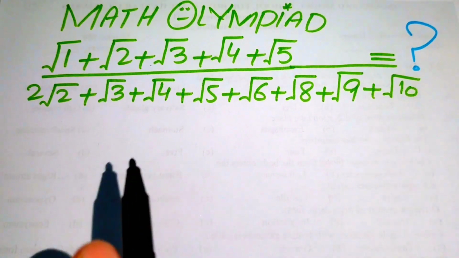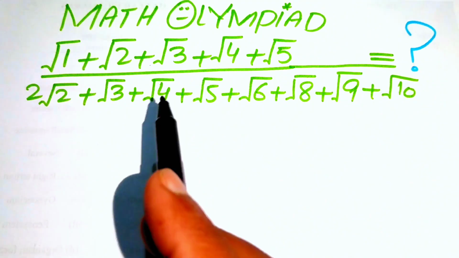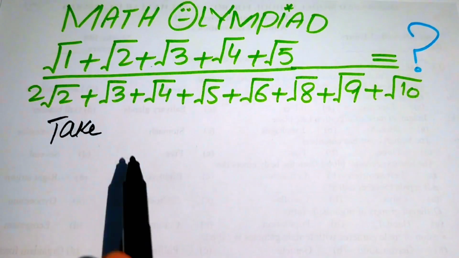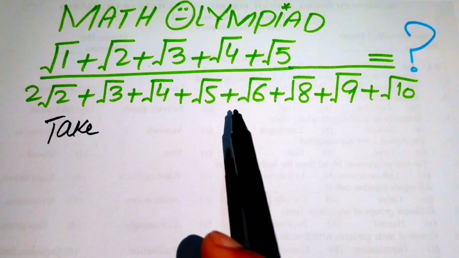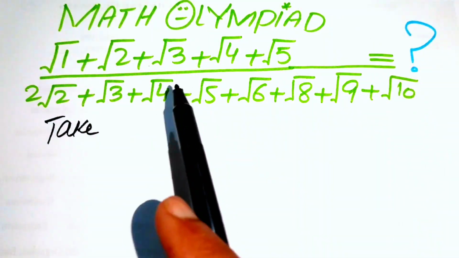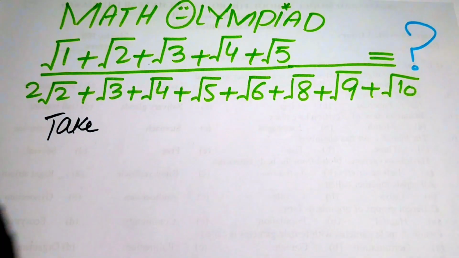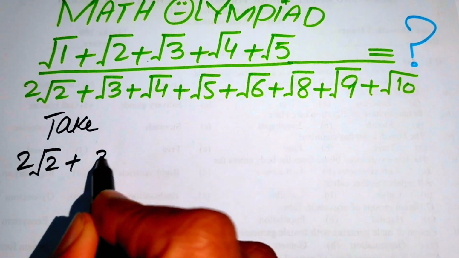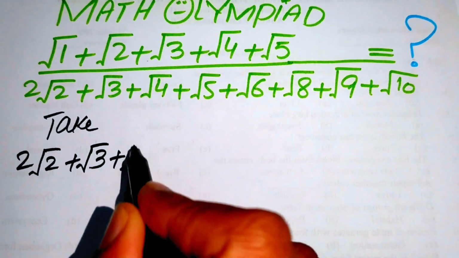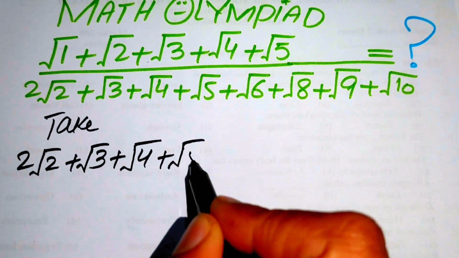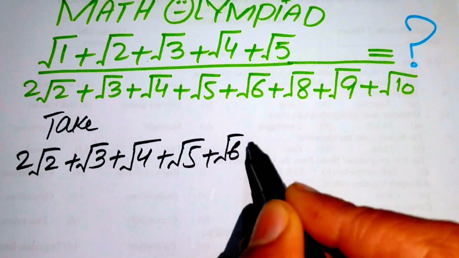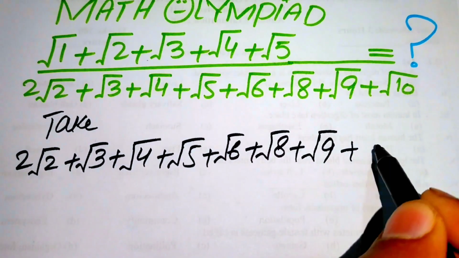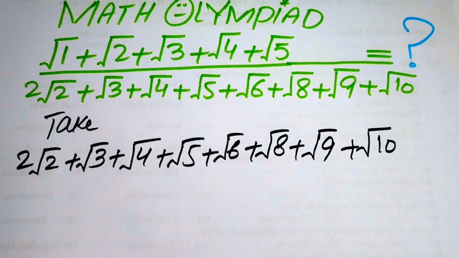First we focus on the denominator of this expression. We first simplify its denominator, and after that we put the value of this denominator in this equation and we get our final answer. So first we take its denominator as 2 times square root of 2 plus square root of 3 plus square root of 4 plus square root of 5 plus square root of 6 plus square root of 8 plus square root of 9 plus square root of 10.